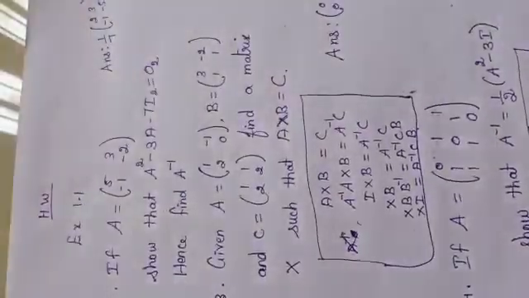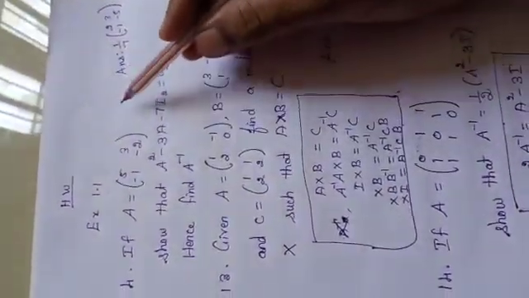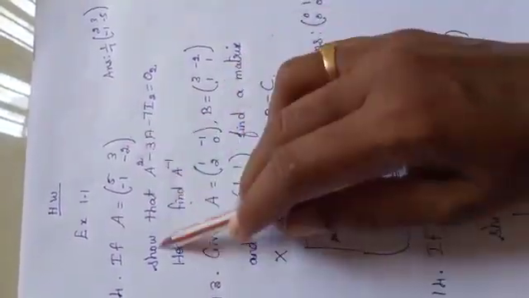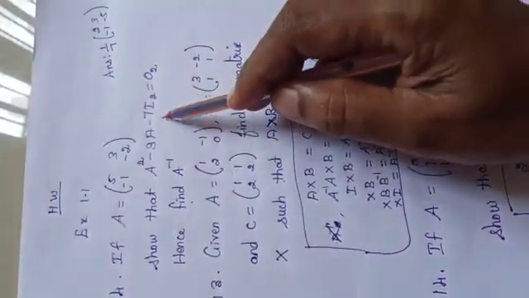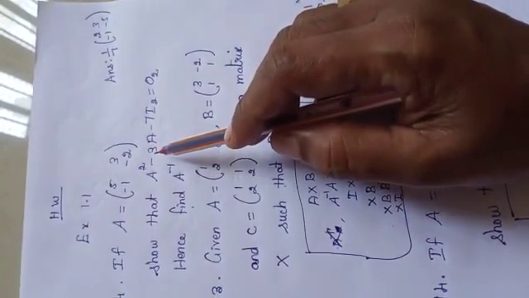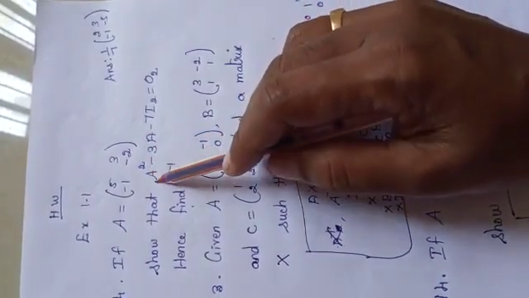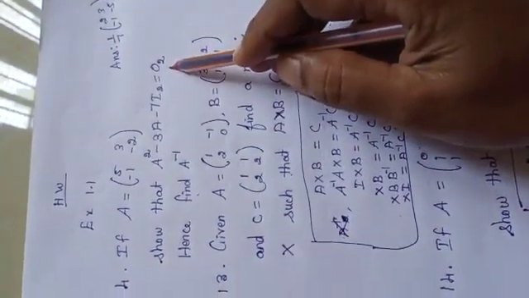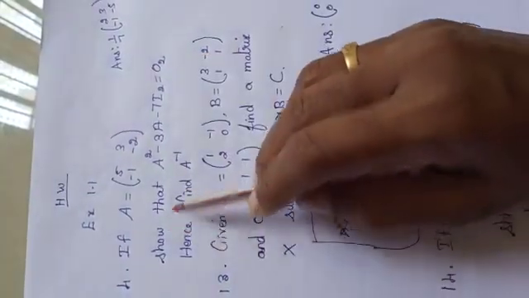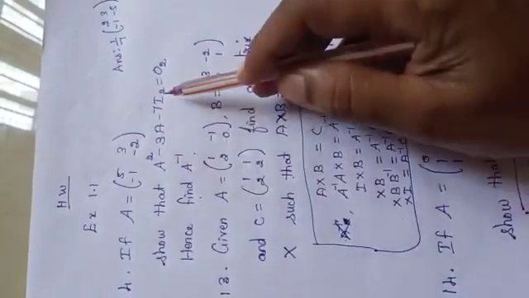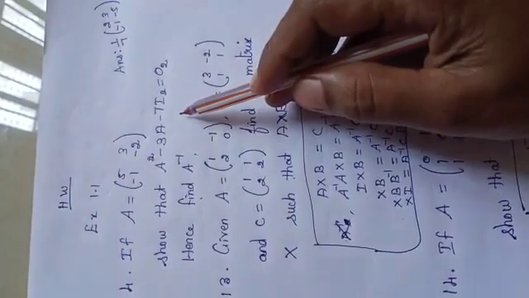Okay. Now this is the time for your homework. See, exercise 1.1, problem numbers 4, 13 and 14. Fourth problem, A is given. Show that A square minus 3A minus 7I2 is equal to 0. You have to show this first. First find A square, then substitute all the values. If you are getting all the values as 0, that is enough, isn't it? Using that, find A inverse. What should you do? Post multiply by A inverse. Then you will get the answer.